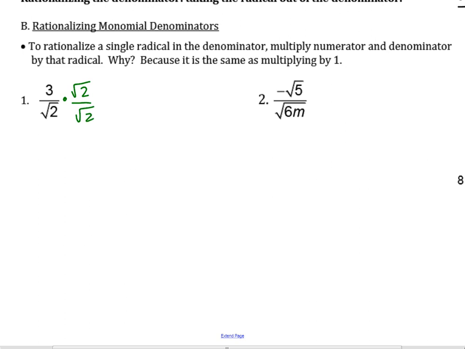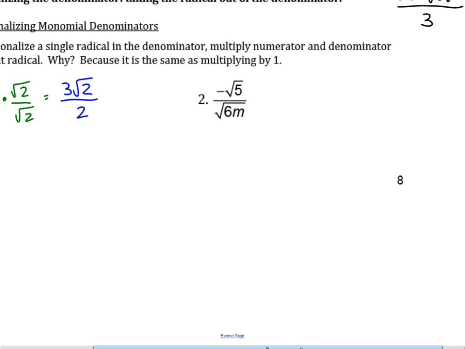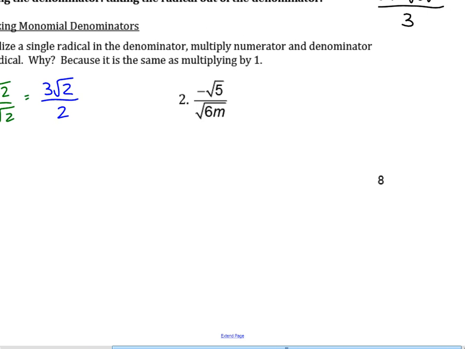Okay, so that gives you 3 root 2 over, what's root 2 times root 2? 2. Done. Okay, I need to add one more here. Let's do 2 first, and I'll add a short one. Okay, what would I multiply top and bottom of here?